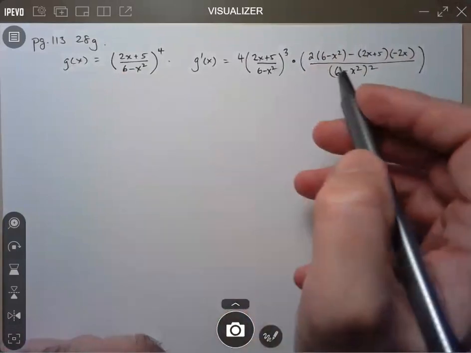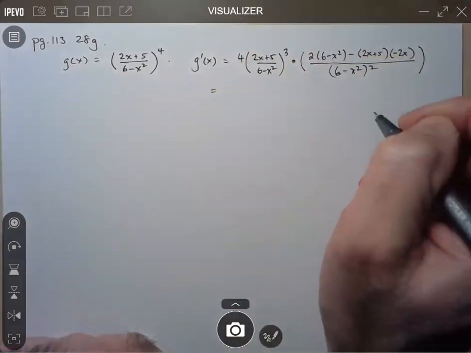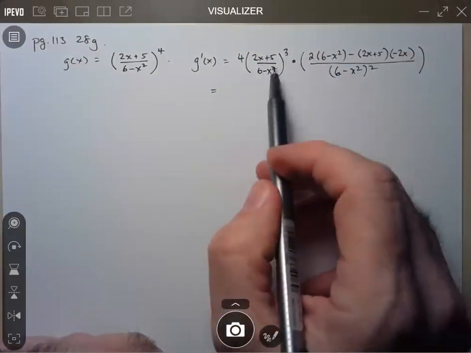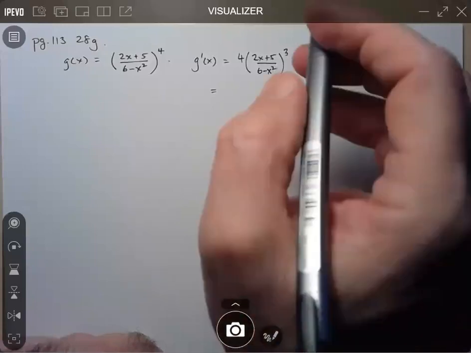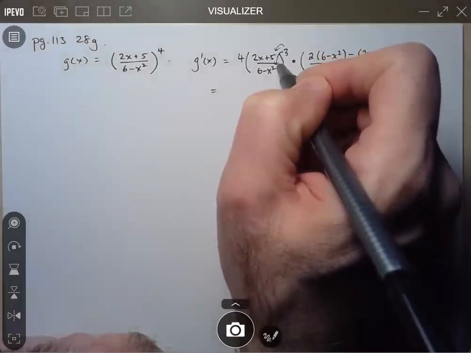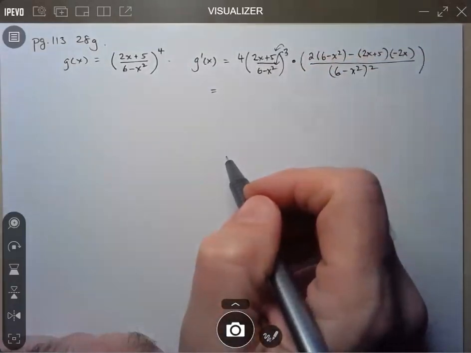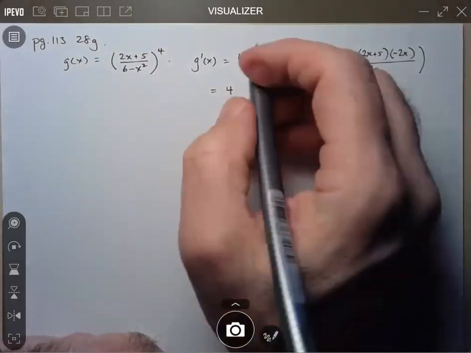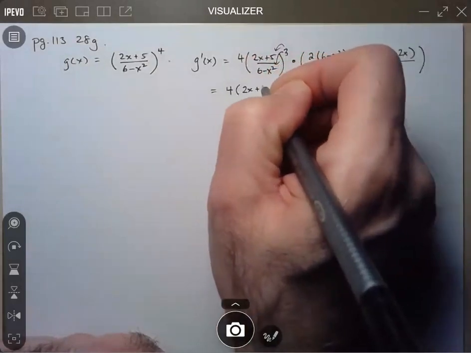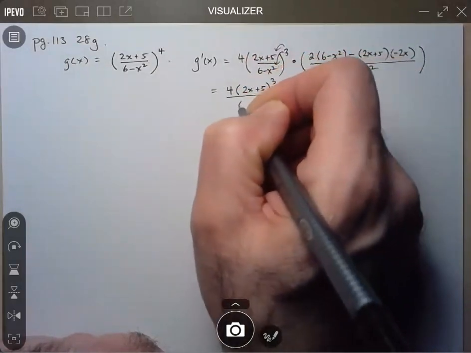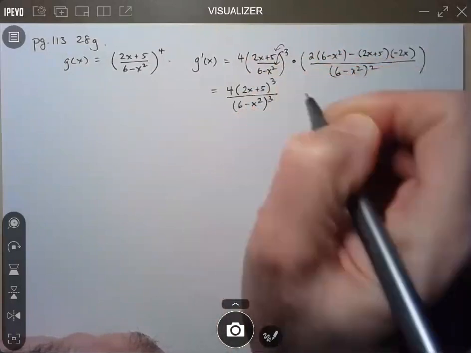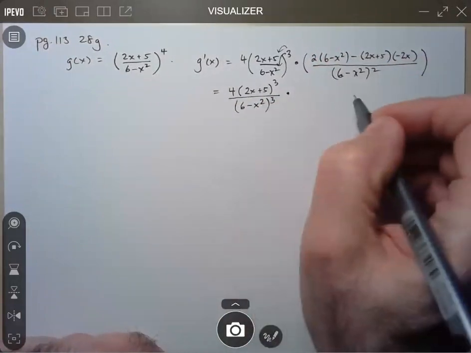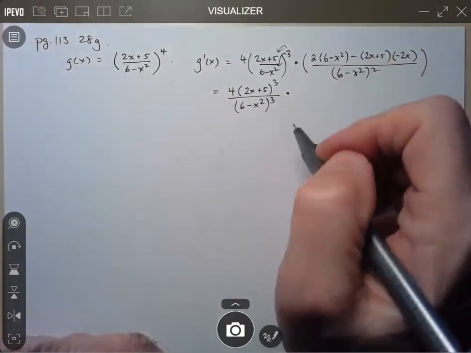Okay, but let's see if we can simplify. Okay, so here, because I see that 6 minus x squared appearing in both of these denominators, I think what I'm going to do is distribute that exponent to both numerator and denominator. Since it's a division, I can do that so that I can bring together some terms. So here I've got 4 times (2x plus 5) all cubed, all over (6 minus x squared) all cubed. Okay, of course, the exponent 3 doesn't apply to the 4. And so I'm going to bring those together at some point. But in the meantime, let me distribute my numerator.